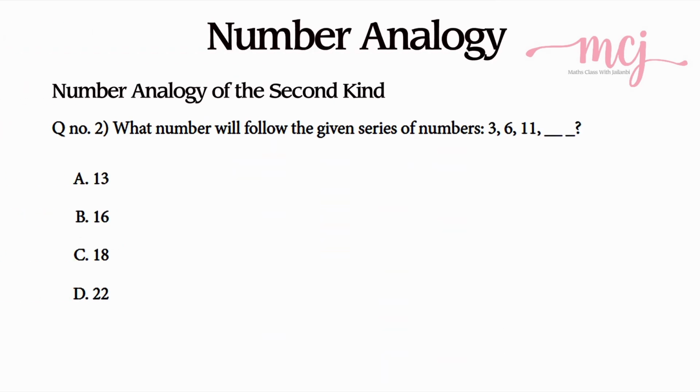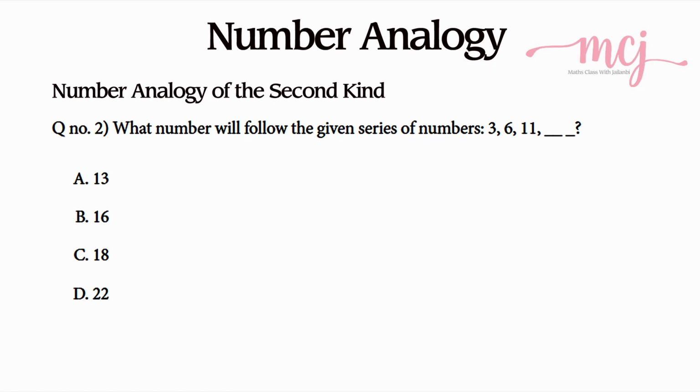Number analogy of the second kind. Here we have the question: what number will follow the given series of numbers 3, 6, 11 and so on, question mark. Here we have some options. Let us try and find the rule that generates the given numbers. The first term is 3, the second is 6 and the third is 11. Oftentimes the number of the term is very crucial.